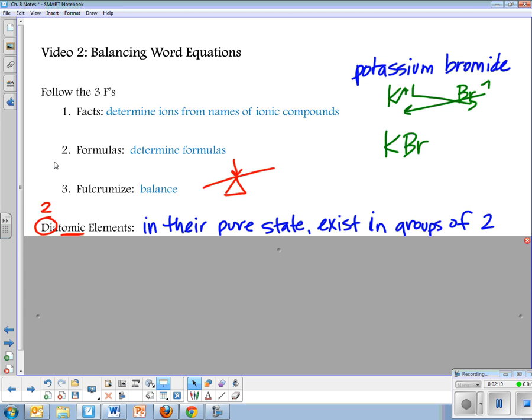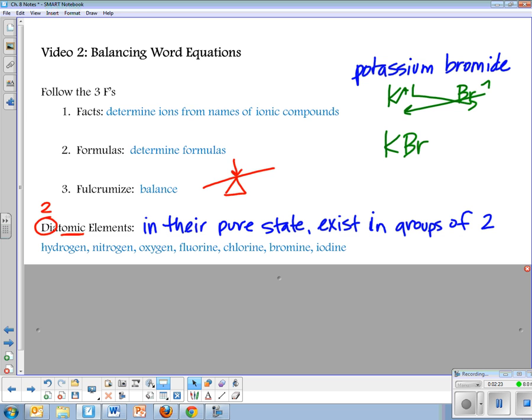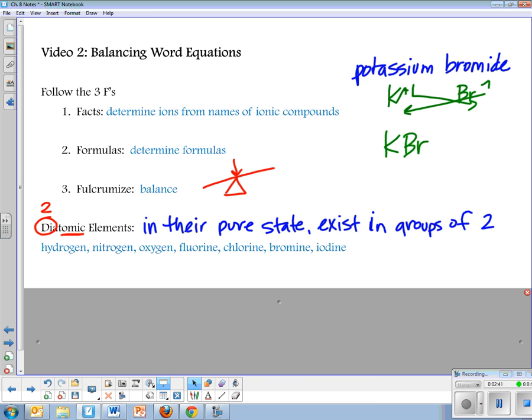This is, remember, like I said, the pure state, so not when they're with anything. So these 7 are hydrogen, nitrogen, oxygen, fluorine, chlorine, bromine, and iodine. And you could just write their symbols if you want. So what that means is whenever you see these elements by themselves, like just oxygen, or just bromine, it's going to be written as 2. So you're going to have H2, okay, if it's just hydrogen. If it's just nitrogen, it's going to be N2, and so on.